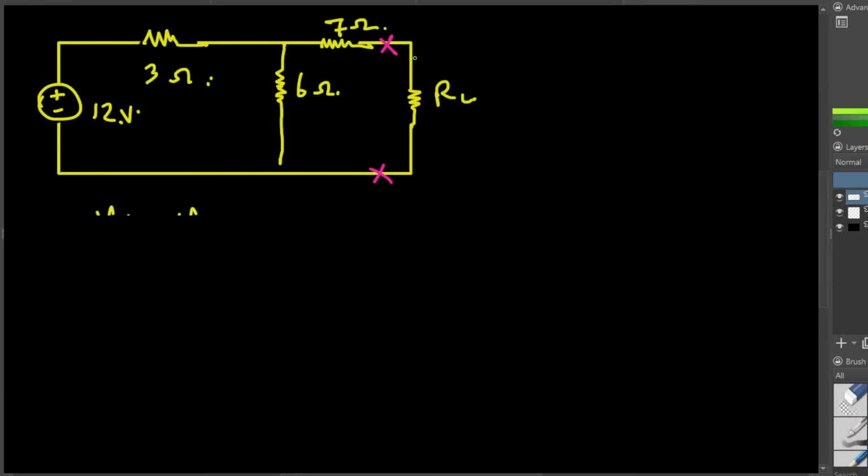Now I'm going to remove the load and make it a short circuit. Remove this load and make it a short circuit, and the Norton current passes through this. You can also call it I short circuit. Now, how can you find the I short circuit? What's the equivalent resistance here?